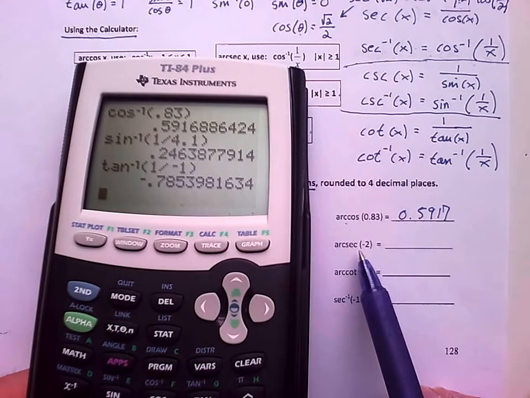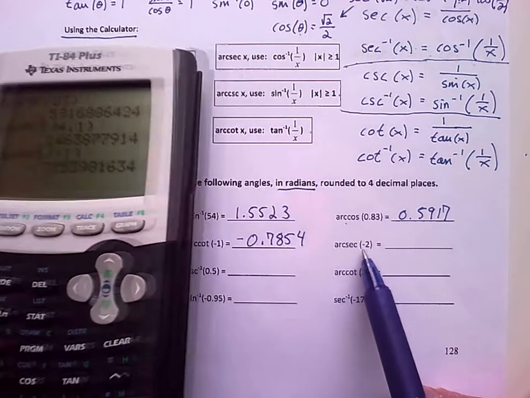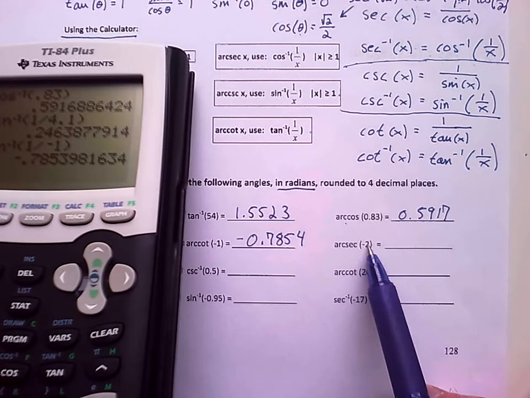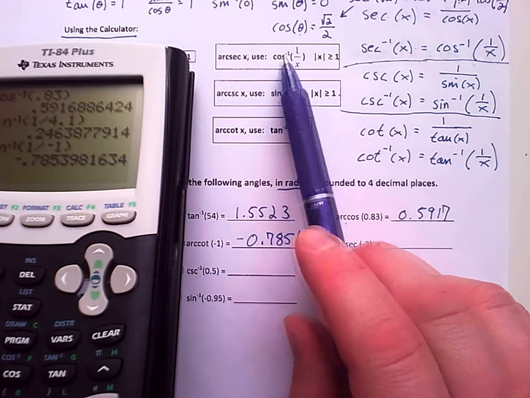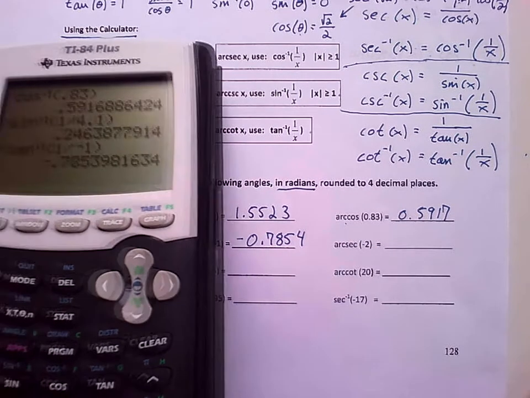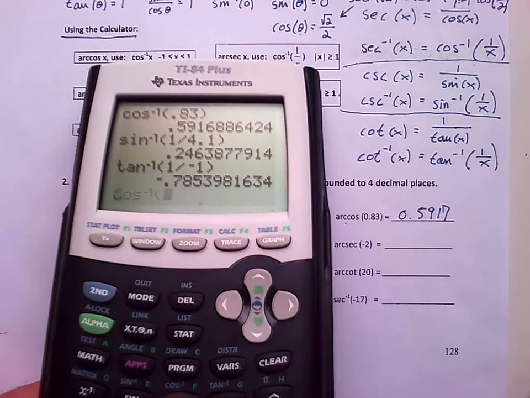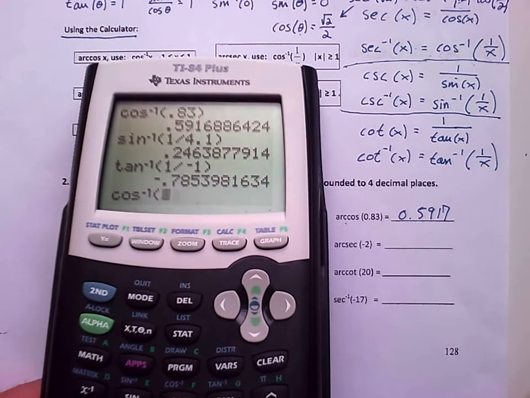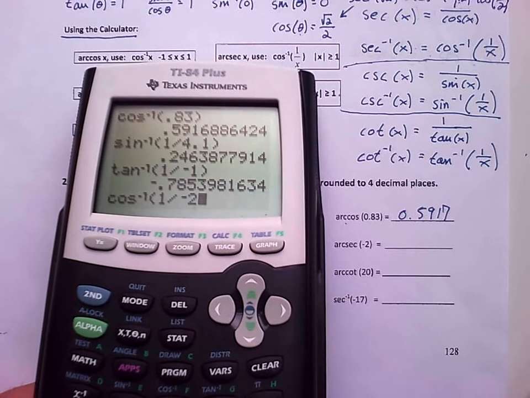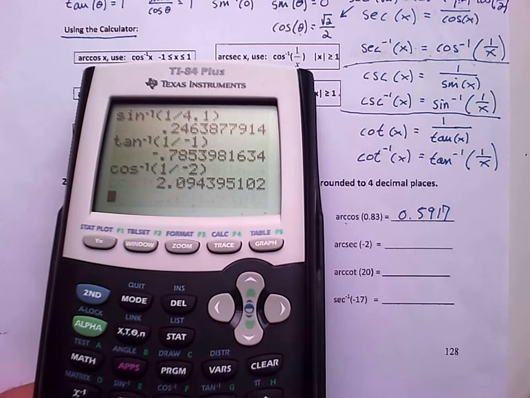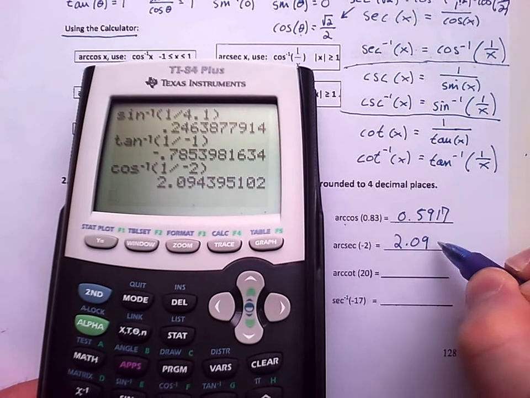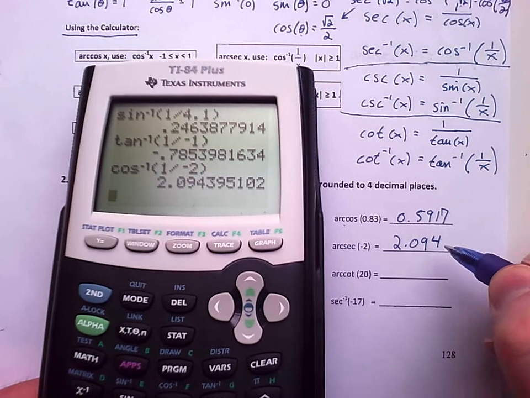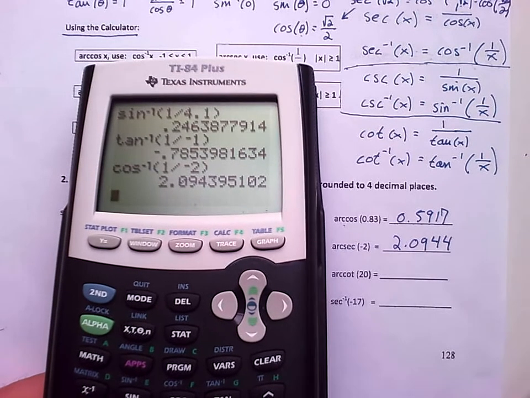Alright, and then here for the arc secant, it's telling us to use the arc cosine of 1 over x. So the arc cosine of 1 divided by -2. This is going to come out to 2.0944 if we round to 4 decimal places.